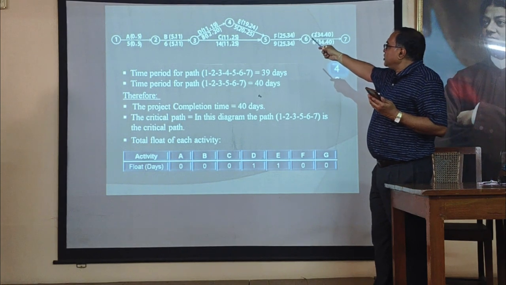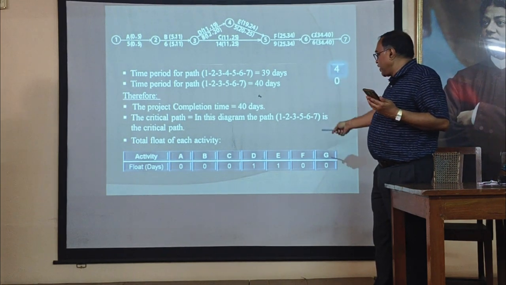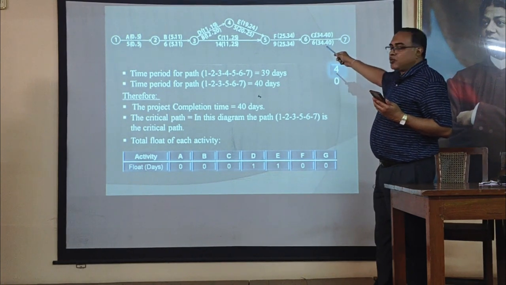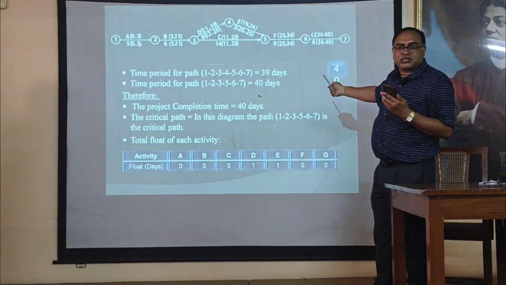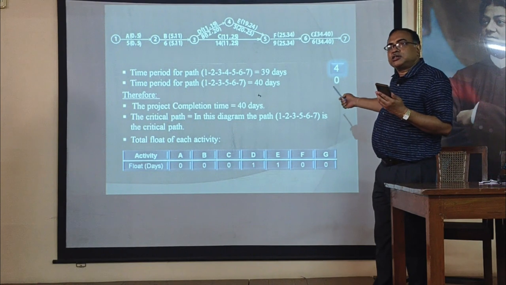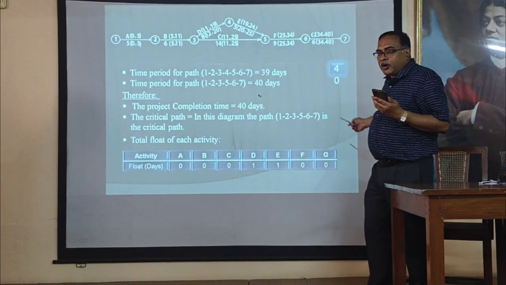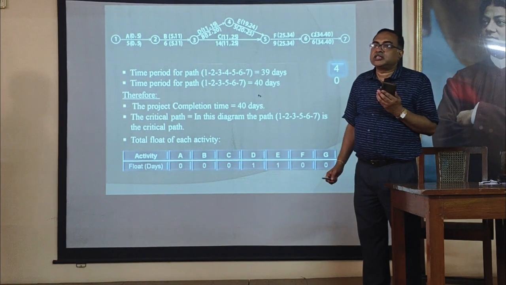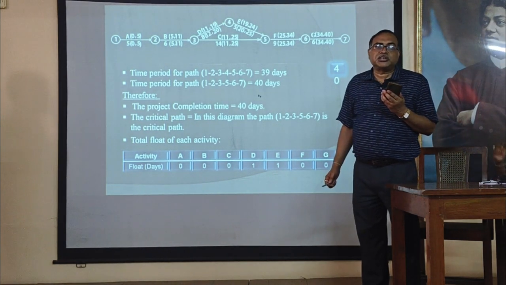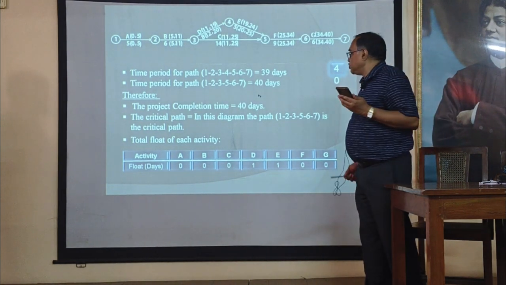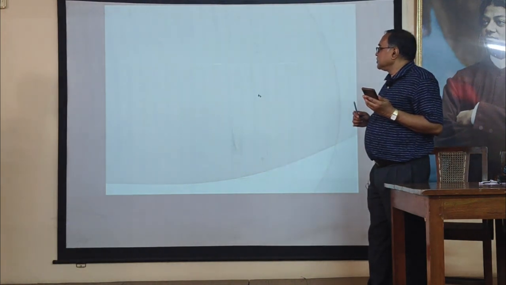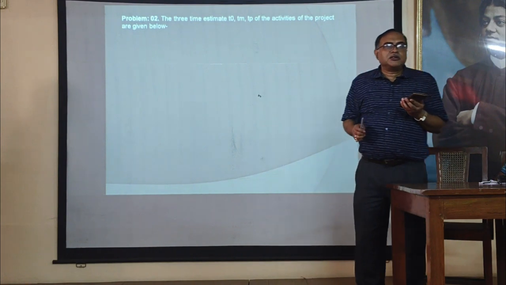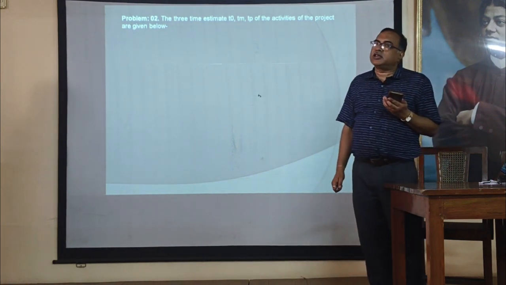Similarly, for our activity E, float value is 1. Then for F activity, float value is 0, and G also, it is 0. In our critical path, float value is 0. For each critical activity, float value is equal to 0. Okay, we have completed our first numerical problem by critical path method.